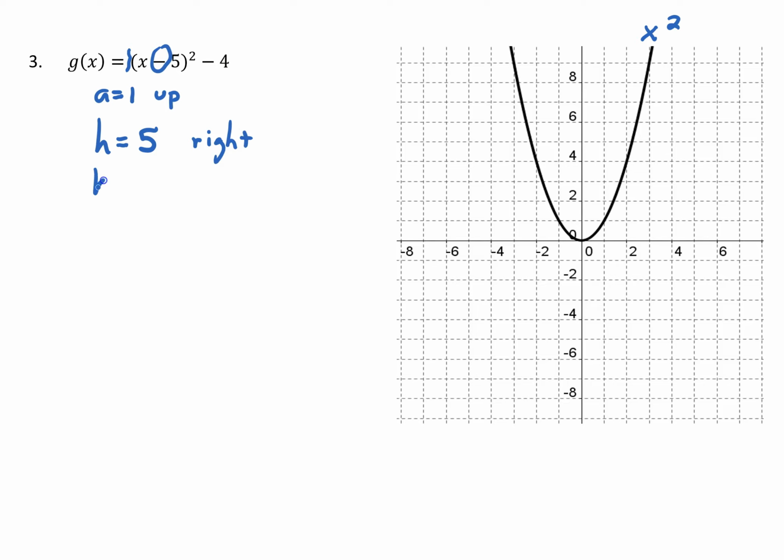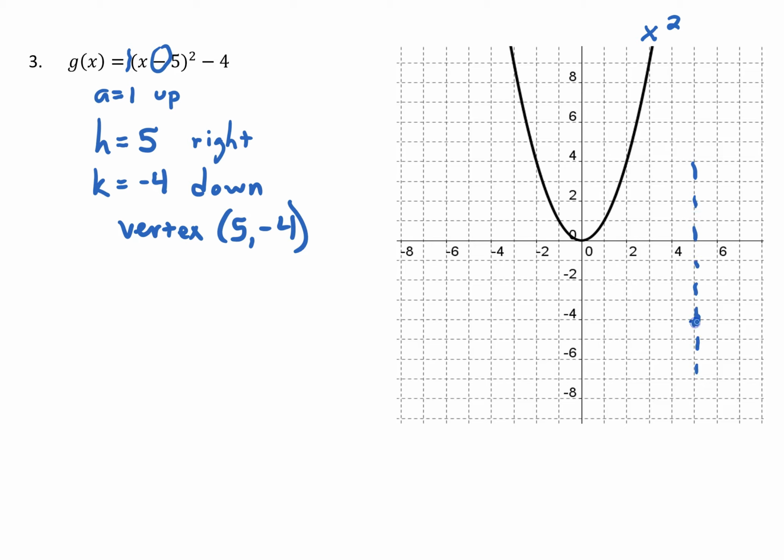The k value is -4. That means we'll move the vertex down 4. And our vertex will end up being at the ordered pair 5, -4. And we know this graph opens up.